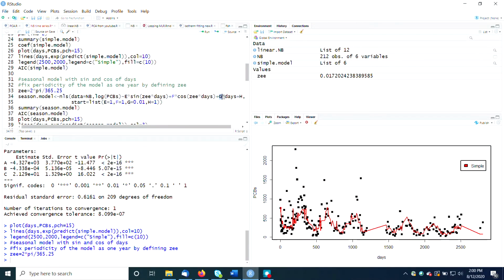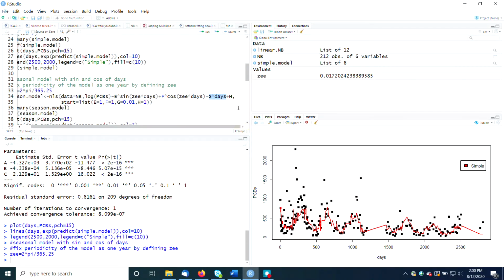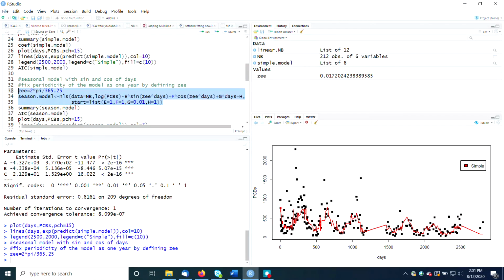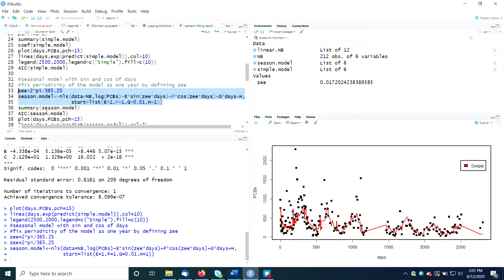And then here we have g times the number of days. That will give us our time constant. And then h is just an intercept term that I've added in here. And again, as I always do when I use the nonlinear model, I give it a reasonable guess. I mean, this isn't even a very good guess, but at least some guess of what the coefficients should be or could be. So we'll run that. And I can summarize it here.